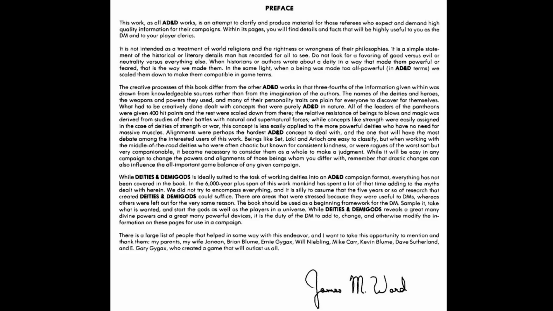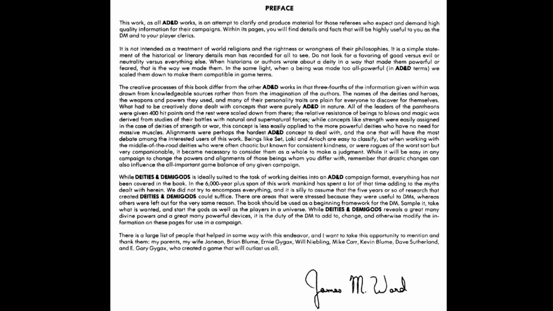It is not intended as a treatment of world religions and the rightness or wrongness of their philosophies. It is a simple statement of the historical or literary details man has recorded for all to see. Do not look for a favoring of good versus evil or neutrality versus everything else. When historians and authors wrote about a deity in a way that made them powerful or feared, that is the way we made them. In the same light, when a being was made too all-powerful in AD&D terms, we scaled them down to make them compatible in game terms.